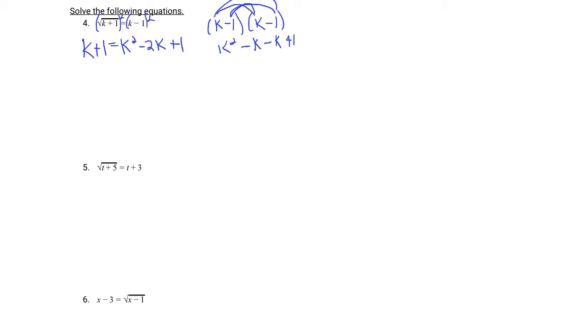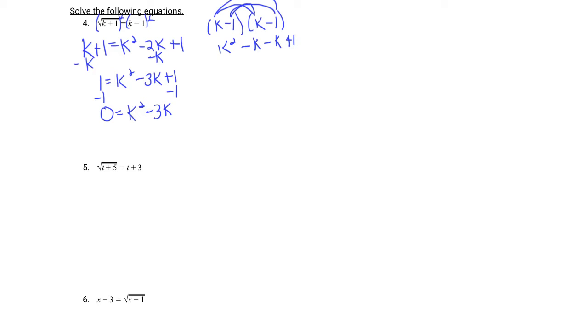So just like we handled every other quadratic equation, we're going to get everything on the same side. So I'm going to subtract k from each side and have 1 equals k squared minus 3k plus 1. And then I'm going to subtract 1. And I've got 0 is k squared minus 3k, because plus 1 minus 1 is 0.